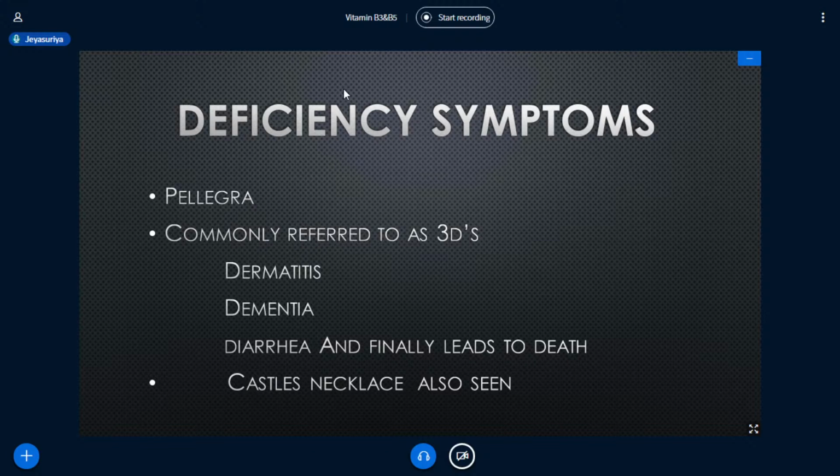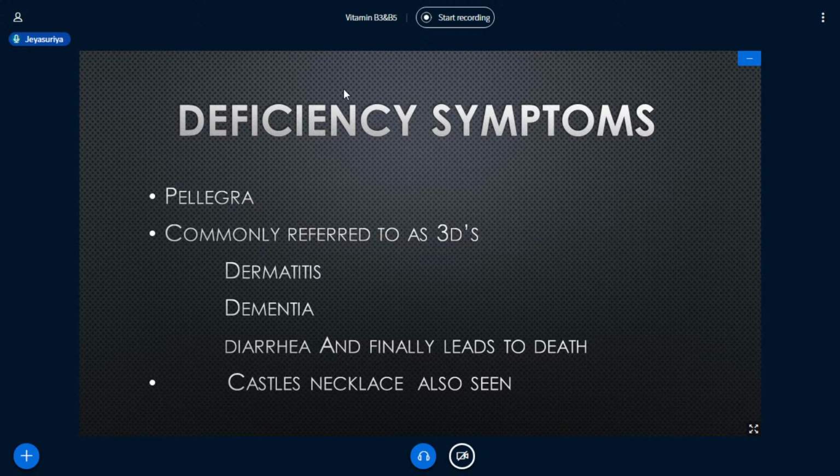On the other hand, something called Casal's necklace is also seen. First of all, what is Casal's necklace? Casal's necklace is nothing but the pigmentation around the neck, where there will be a dark ring-like appearance that could be seen around the neck.